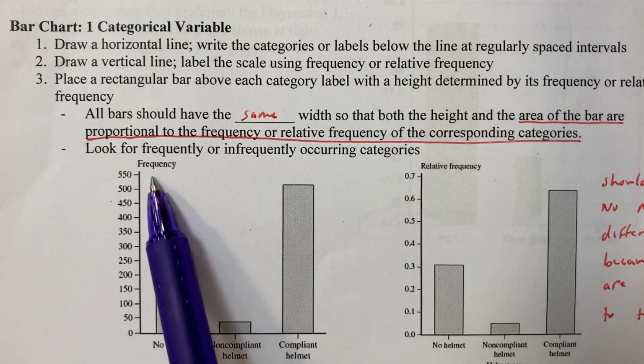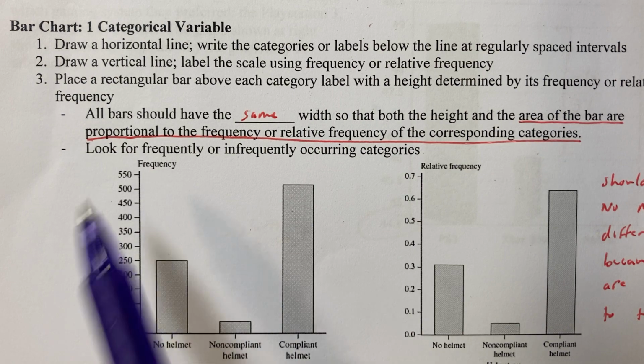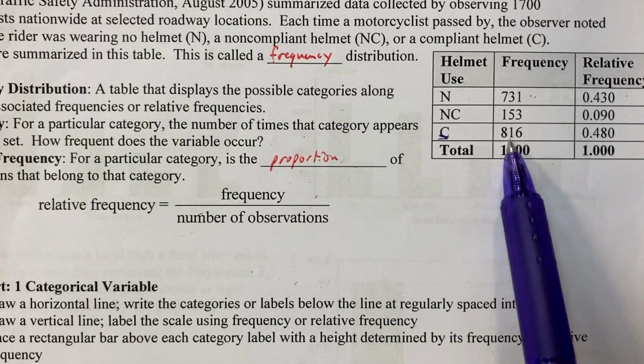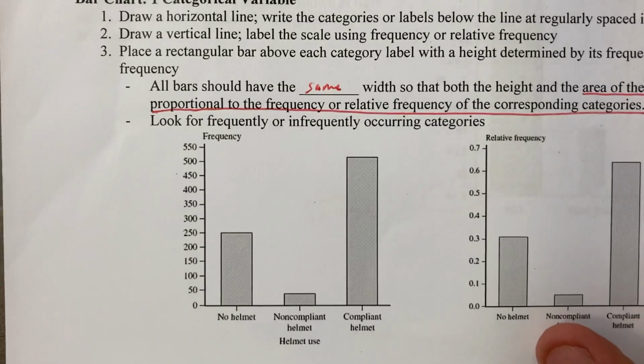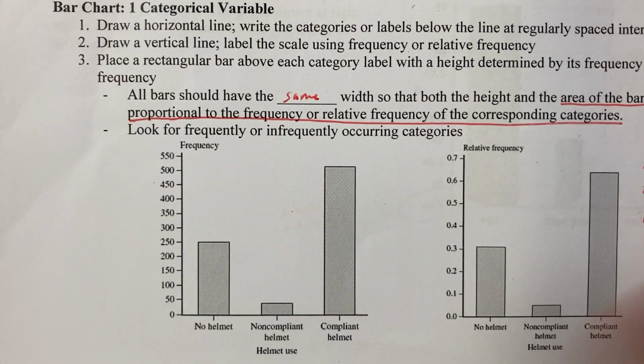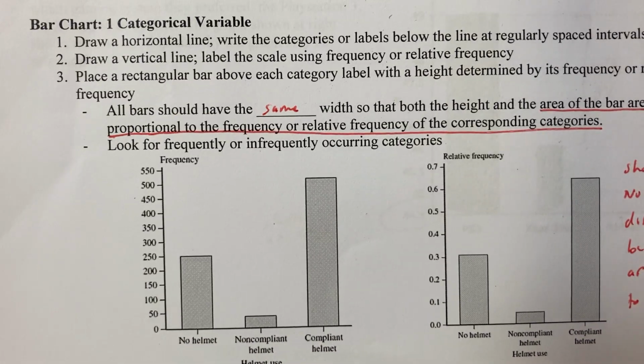Now, if you're doing a frequency bar chart, you put up the counts. So we need to count up to 816, which is why my chart here doesn't go up to 816. That's interesting. I don't know why this is not matching up. Anyway, that doesn't match up. That's embarrassing.